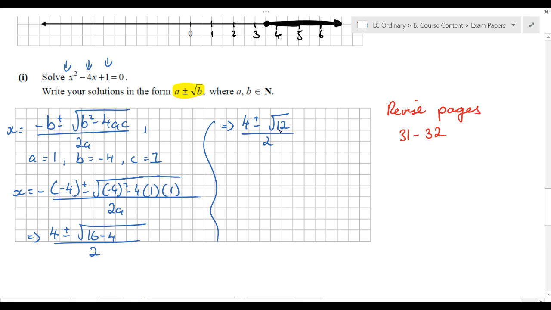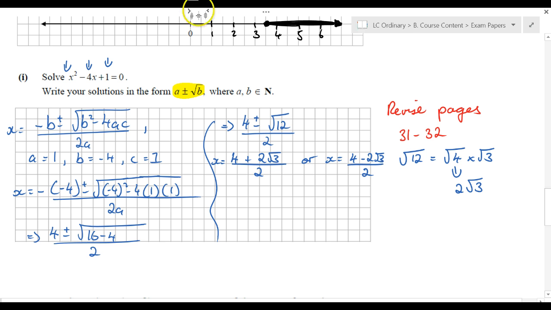Now, we can break down the square root of 12, and I'll do it over here. The square root of 12 is equal to the square root of 4 by the square root of 3. And the square root of 4 is equal to 2. So we're left with 2 root 3. Your calculator may do this for you, and if it doesn't, you'll have to work it out like this. So that gives us x is equal to 4 plus 2 root 3 over 2, or x is equal to 4 minus 2 root 3 over 2. We have a common factor here, 2.